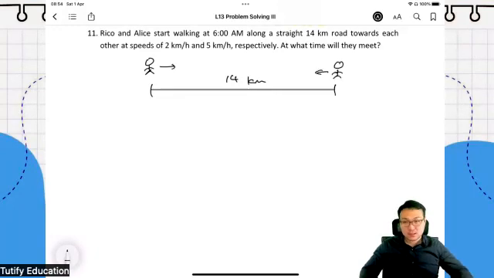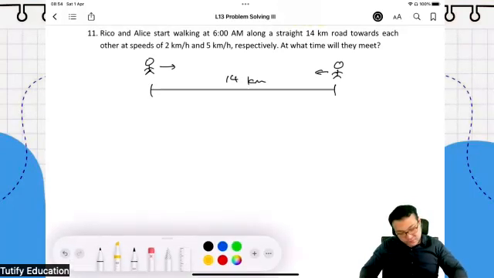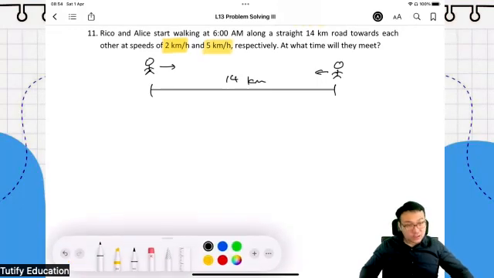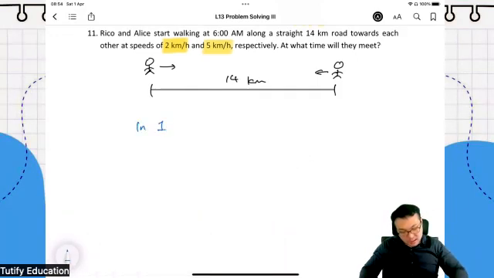Rico and Alice. Now, they are telling you that the speed of Rico is 2 kilometers per hour. The speed of Alice is 5 kilometers per hour. So can I ask Kate, in 1 hour, can you tell me what is the distance that Rico can walk? 2 kilometers. Yes. Total is 7.